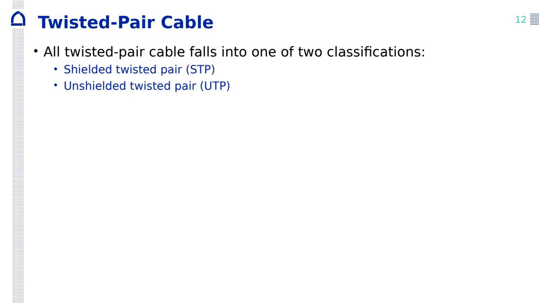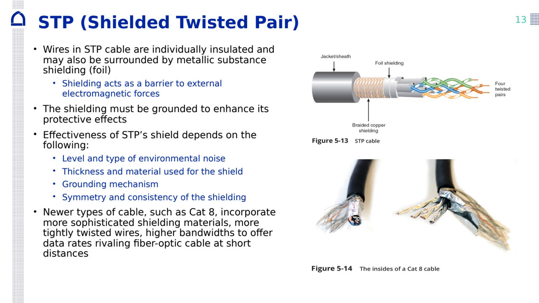We have two types of twisted pair cables. We have STP and UTP. Who's coming in the quiz? What is the difference? Okay? Shielded twisted pair يكون أسمك يعني.